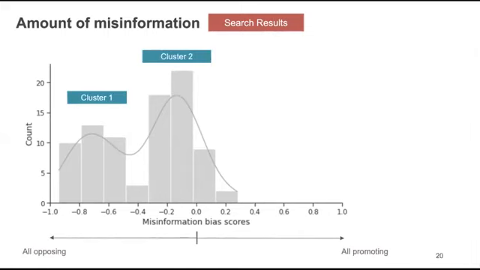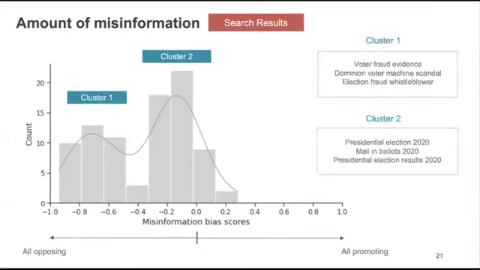Another interesting thing about this graph is that it's a bimodal distribution consisting of 2 clusters of search queries. Cluster 1 consists of search queries about voter fraud, such as voter fraud evidence, while cluster 2 consists of generic search queries about 2020 elections, such as presidential election 2020. If we see the graph, we'll find that cluster 1 search queries have more negative bias, indicating that YouTube pays more attention to search queries about election fraud.